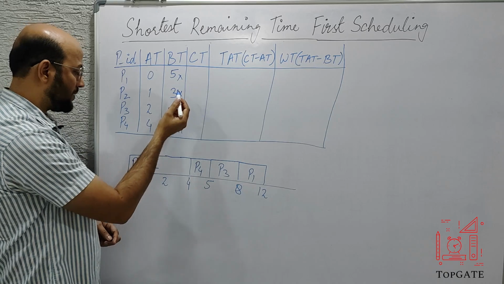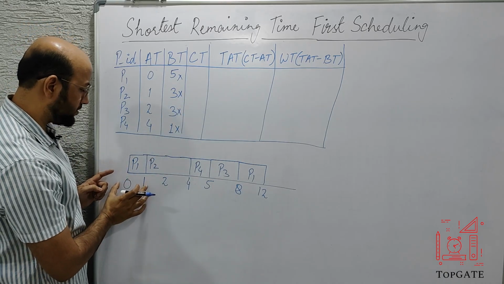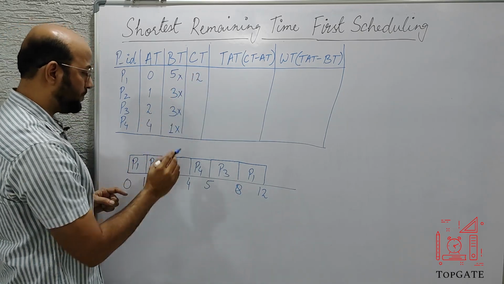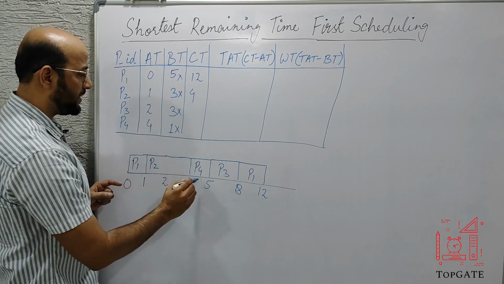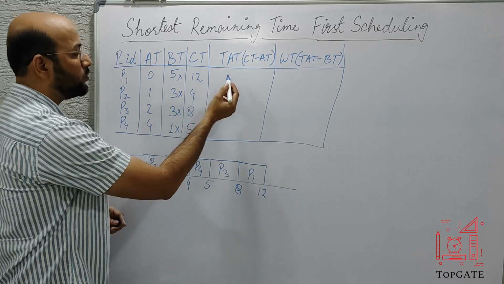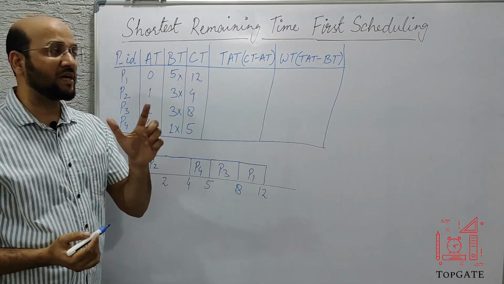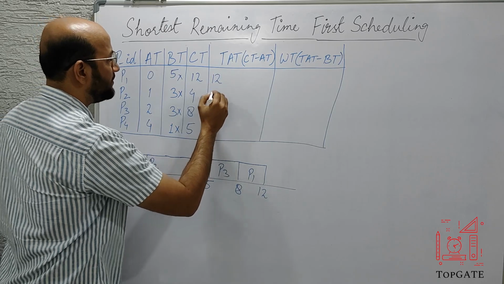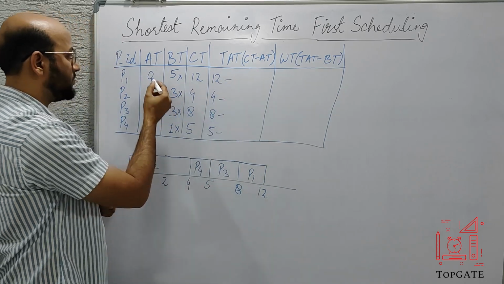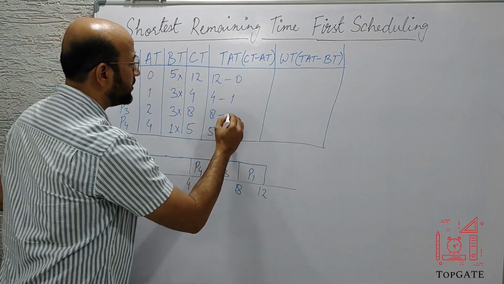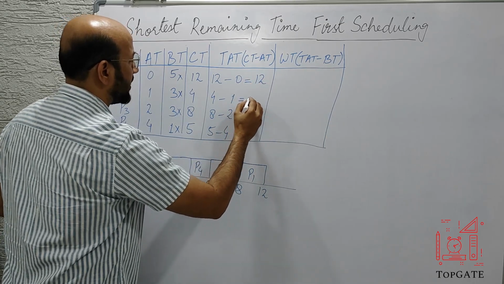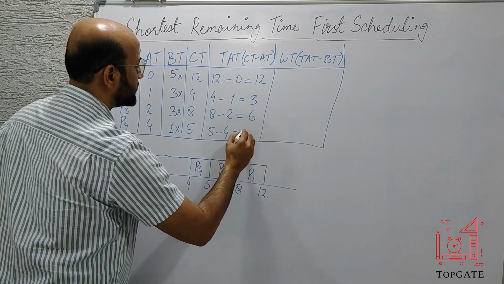So what is the completion time for P1? For P1 it is coming in 2 iterations, this one and this one. So the second iteration is completing at 12, so I'll write 12 here. For P2 it is completing at 4. For P3 it is completing at 8. For P4 it is completing at 5. Now turnaround time, we know, is completion time minus arrival time. So I'll write completion times 12, 4, 8, 5, put the minus signs, and then the arrival times 0, 1, 2, 4. So I'll get 12, 3, 6, and 1.